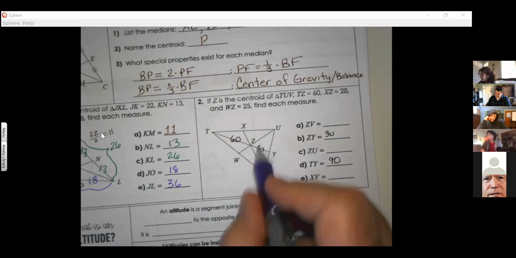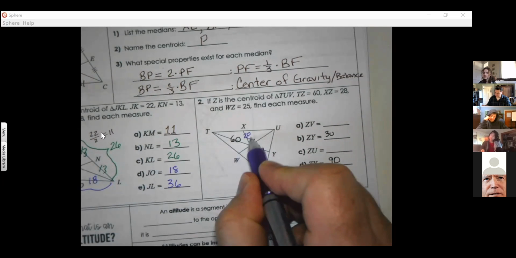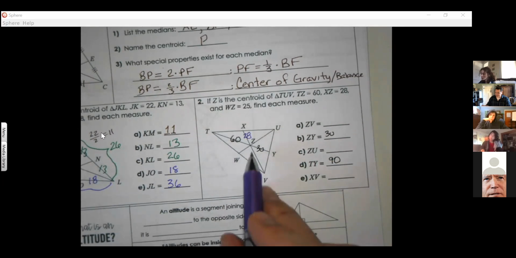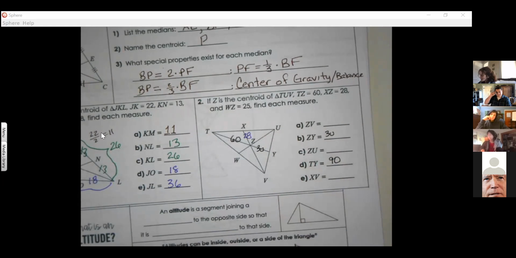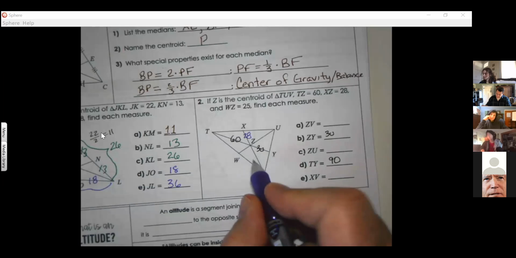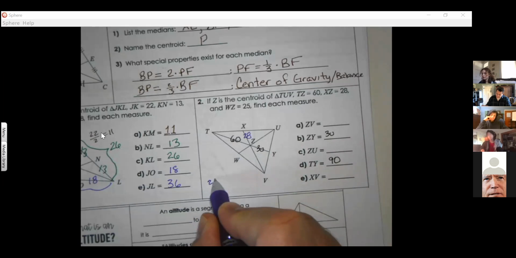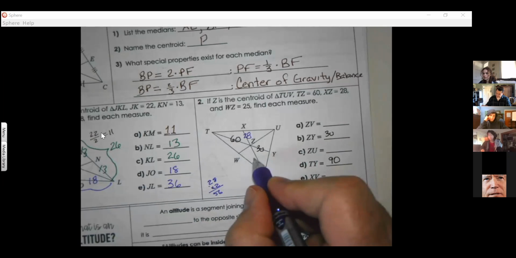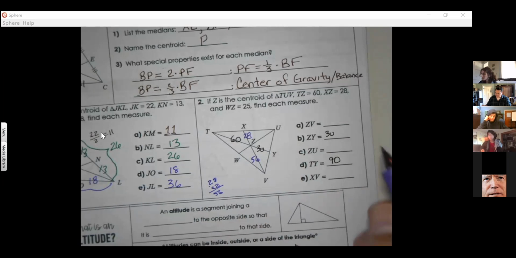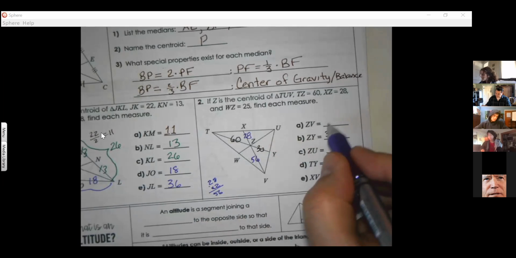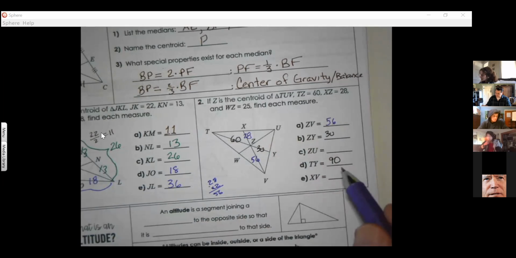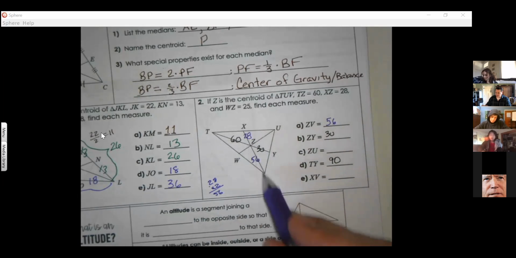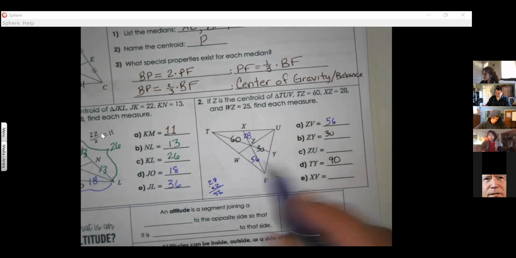And then we know that XZ is 28. So how long must ZV be? 56. Good. 28 times 2 is equal to 56. So this part is 56. ZV, 56. And that means that XV, the whole length, would be the sum of those, 84.